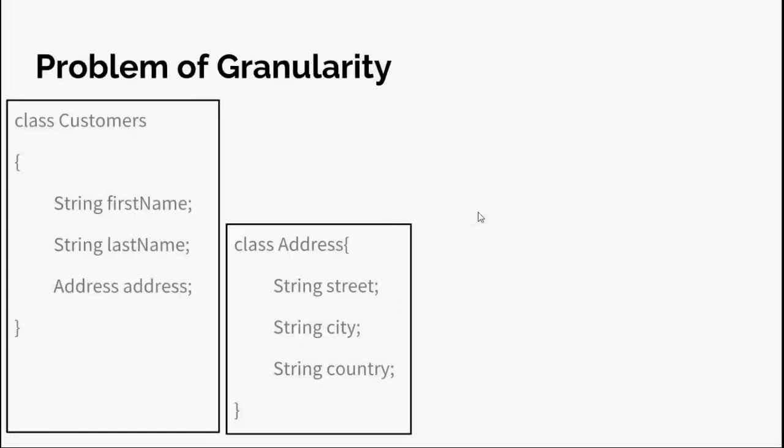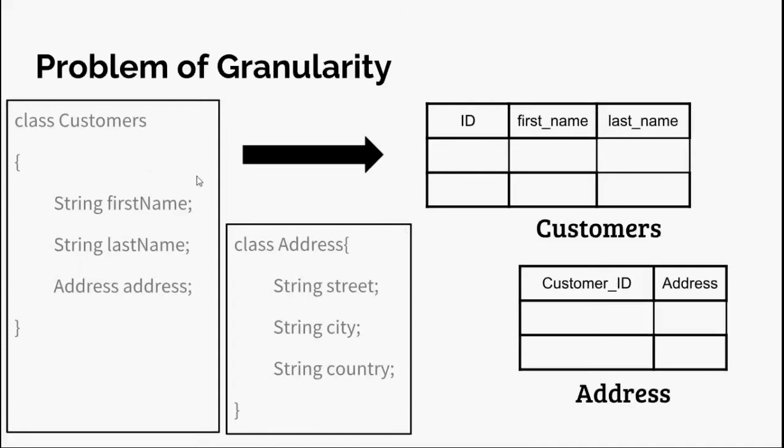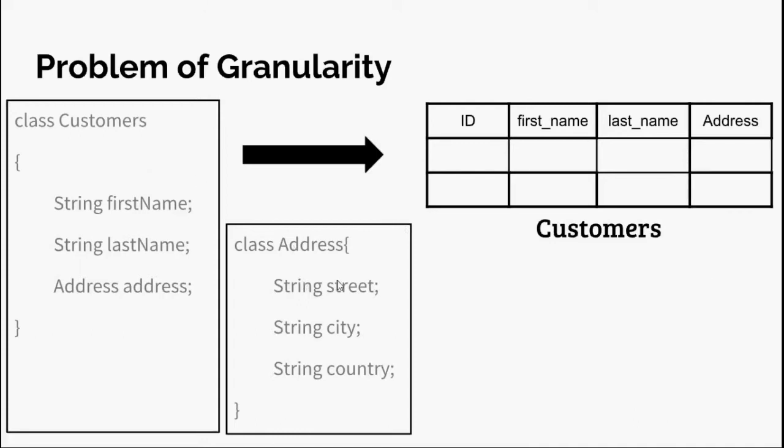Now on the RDBMS side, we make tables for Java classes. So first of all, we make a table for the Customers class. Here each row of the customers table represents one object of the Customers class. And here each column of the customers table represents one data member of the Customers class. For the address class, a dilemma occurs. Should I make a separate table for the address class or should I just add a column to the customers table? If I just add a column to the customers table, then I have two classes and one table. 2 is greater than 1, meaning I have more classes and fewer tables. That's the problem of granularity.